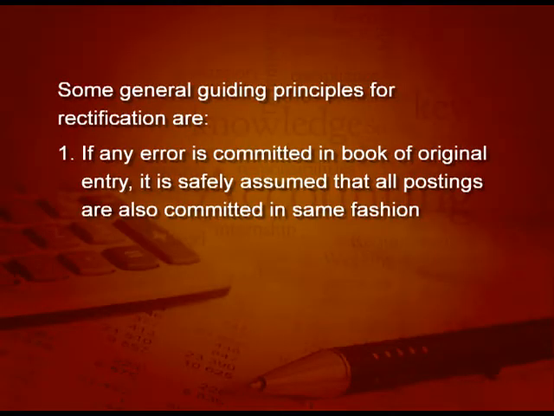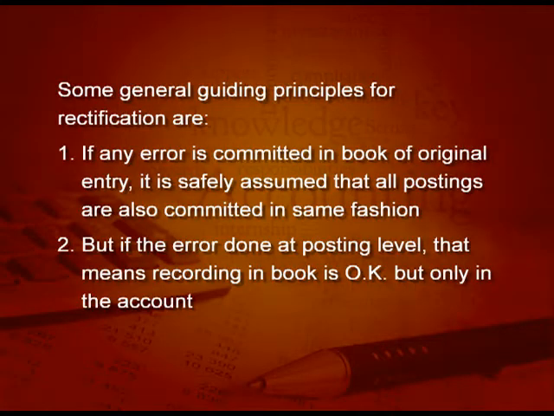So, we can have some general guiding principles for rectifications, which are like this. First, if any error is committed in the books of original entry, it is safely assumed that all the postings are also committed in the same fashion. Suppose I record 500 instead of 5,000 in the original entry. So, it means posting is also of 500. Both are wrong.